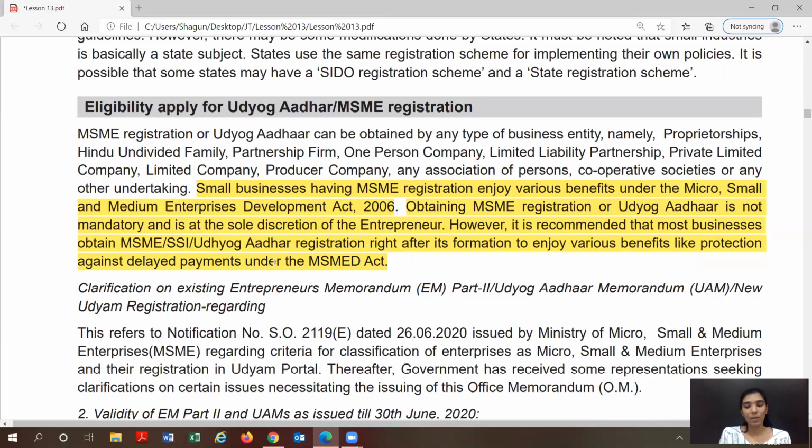There is one rule as per the MSME Act that within 45 days, all the vendors will have to pay. If you're an MSME vendor and you're selling some goods or services, then your customer has to make payment to you within 45 days. It is mandatory. So such kinds of benefits are given to the MSMEs.